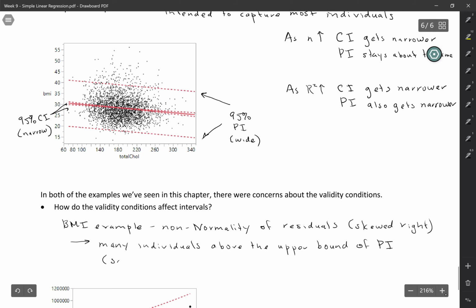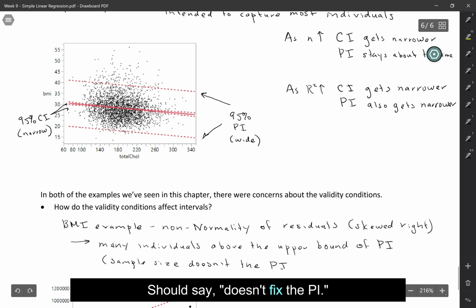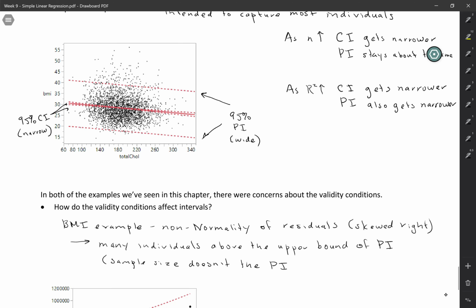And notice that sample size doesn't fix this, right? Sample size doesn't fix the prediction interval because the prediction interval is just about individuals. So having a large sample size is not going to magically make the individuals normally distributed. On the other hand, the confidence interval is probably okay. And the reason for that is that we've seen that sampling distributions get more bell-shaped as the sample size increases. And that's really what's affecting our confidence interval, where we're trying to estimate the mean value for a particular x. So with a large sample size like we have here, I'm not really worried about the confidence interval, but the prediction interval is more of an issue.